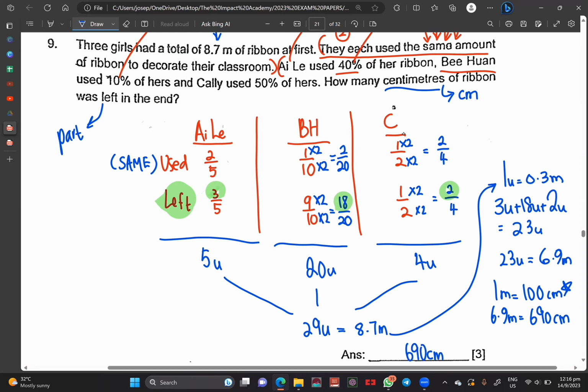Simple things like that, do write it out as well, or remind yourself as you recite, as you speak, or as you do the questions. So that's all I have for you for this question.